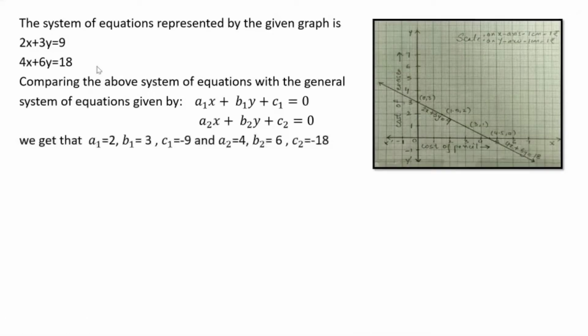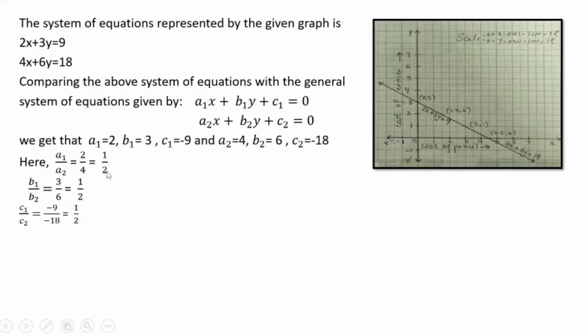Now let us find out the ratio of the coefficients. A1 upon A2 comes out to be 2 upon 4, which is equal to 1 upon 2. B1 upon B2 is 3 upon 6, which is equal to 1 upon 2. C1 upon C2 is minus 9 upon minus 18, which is also equal to 1 upon 2. So if I compare the ratios A1 upon A2, B1 upon B2, C1 upon C2, all three of them are coming out to be equal.